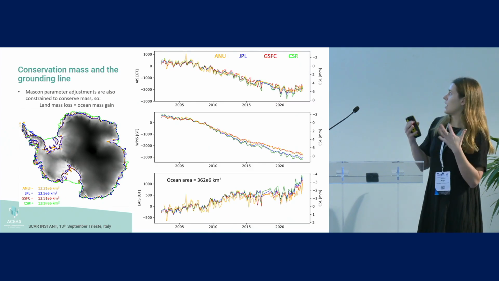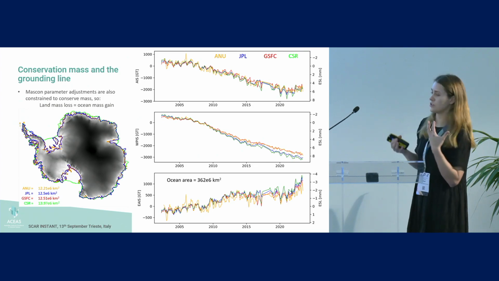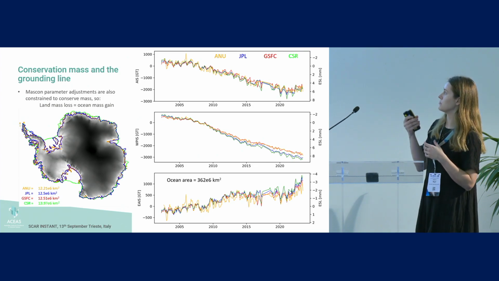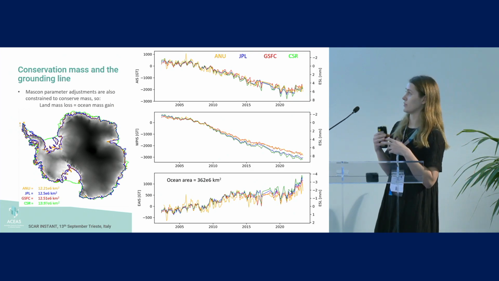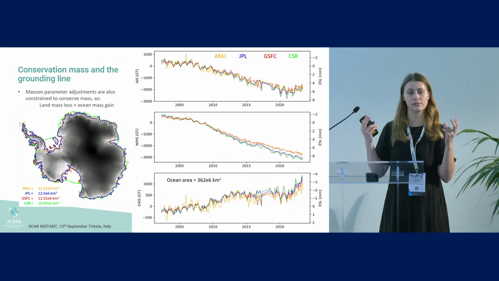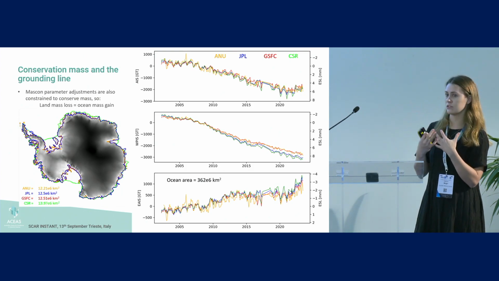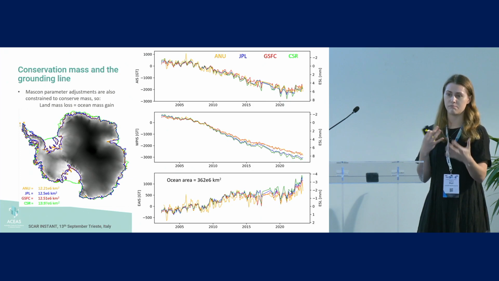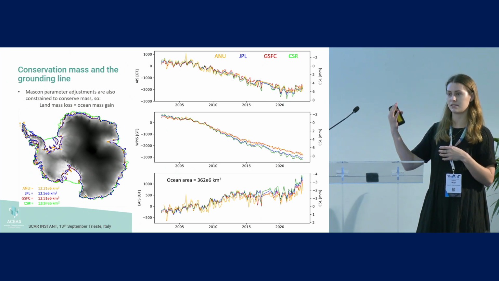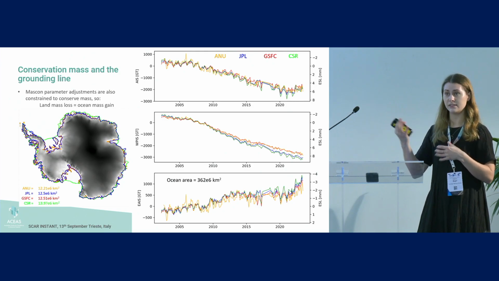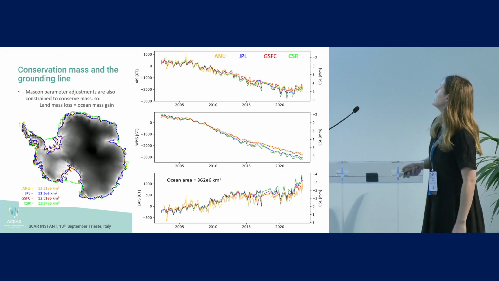So we also all have to define our coastlines a specific way. We all do that slightly differently. For example, the CSR solutions include ice sheets in what they define as being land. And this is important because we all also constrain our solutions by ensuring that there's a conservation of mass between the land and the ocean, such that if there is mass gain on the land, then there is mass loss in the ocean of an equal magnitude.